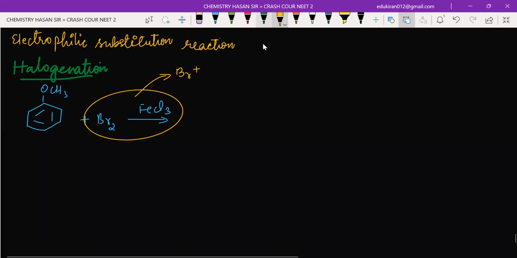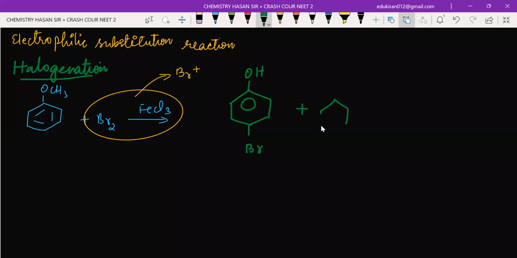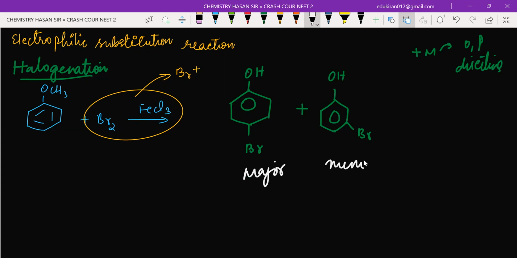This Br plus will be attacking at two places. One at para and another at ortho. You know that since this is plus M, and plus M is ortho and para directing. So which one will be the major product, ortho or para? Para. So this will be your major and this will be your minor. Can we go for the next?